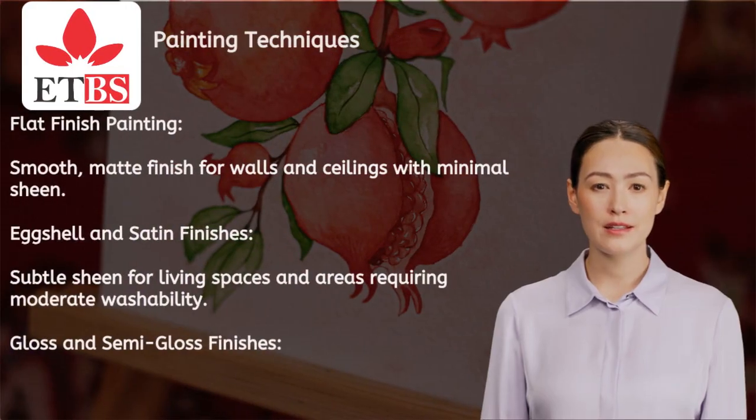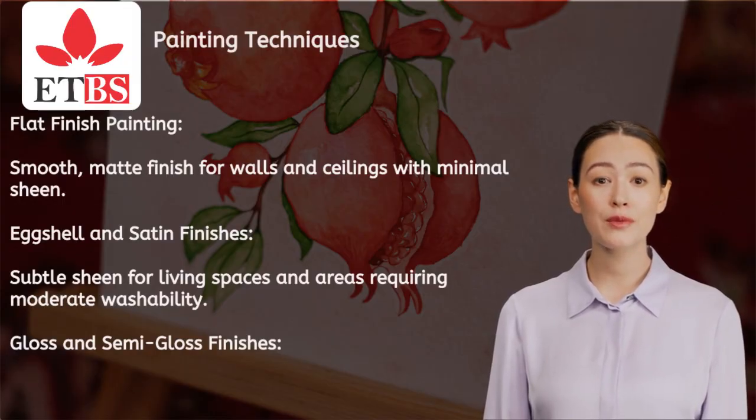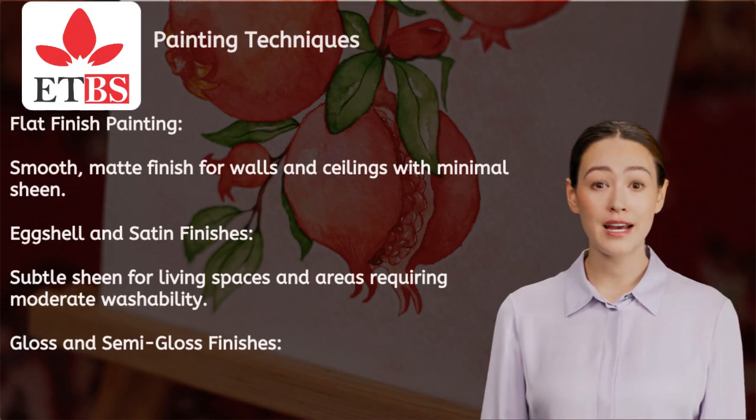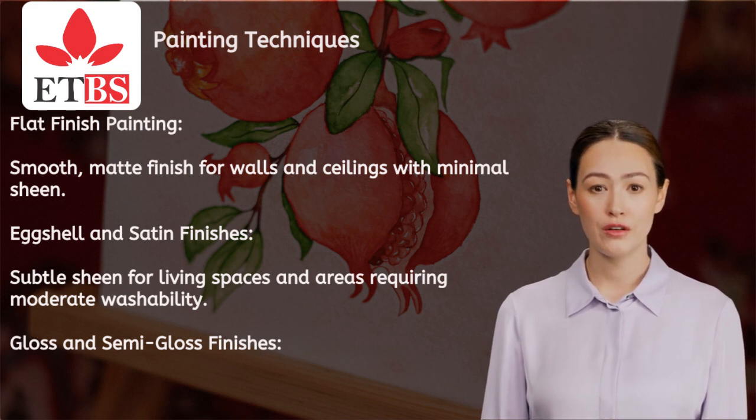3. Painting techniques. Flat finish. Painting smooth, matte finish for walls and ceilings with minimal sheen. Eggshell and satin finishes. Subtle sheen for living spaces and areas requiring moderate washability. Gloss and semi-gloss finishes. High sheen for kitchens, bathrooms, trims, and furniture.